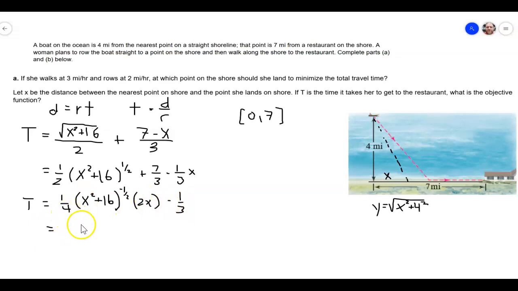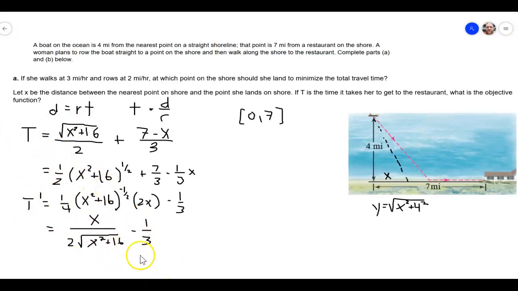2 cancels out there, so I'm going to be left with an x on top, and on the bottom I'm going to have a 2. I'm going to bring this down to the bottom because that's a negative exponent, so that's going to be x squared plus 16 like this, and minus 1/3, right? So double check that math there, but that should be right. So this is the derivative here. I should put a little mark there to show this is the derivative. All right, so here's the derivative of our objective function there.